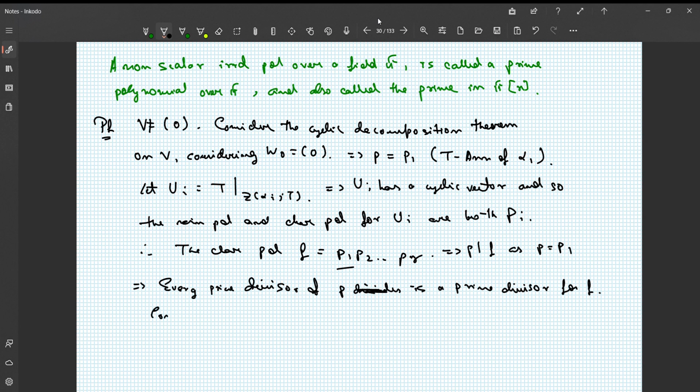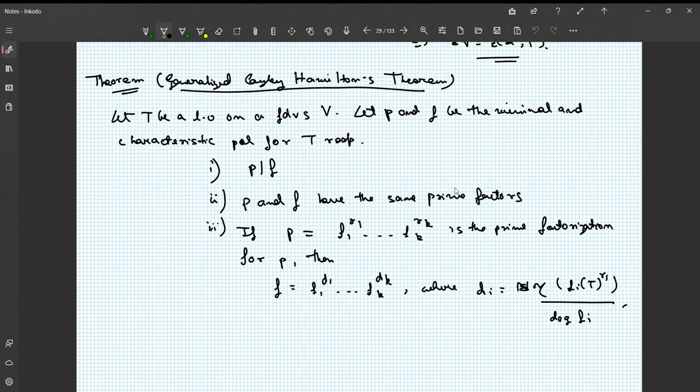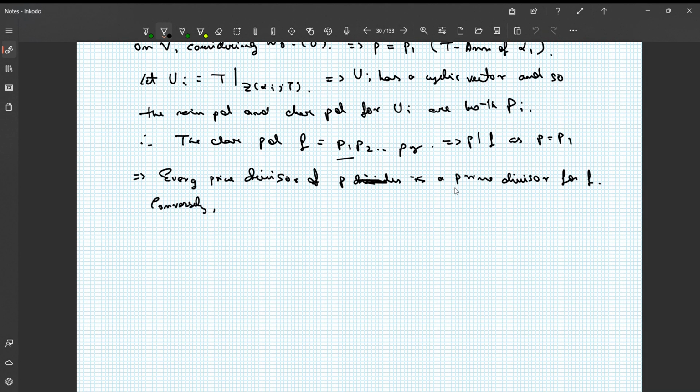Okay. Conversely, what can we say about these prime divisors? Consider a prime divisor of f, because we have said that they have the same prime factors except for multiplicity. That was the statement we had. If you quickly go back to the theorem, the same primes, except for multiplicities. So we need to show that every prime factor of P is a prime factor of f and every prime factor of f is a prime factor of P.